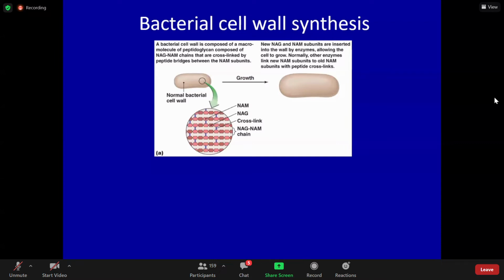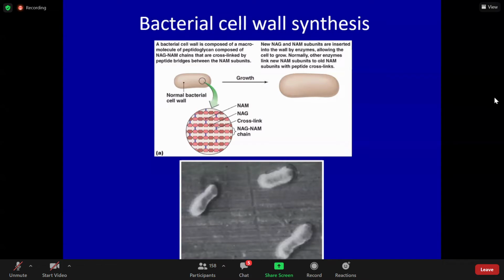Penicillin binding proteins. Penicillin binding proteins are the original name. But later on, with the advancement of technology, it was found out that PBPs are nothing but the transpeptidase enzyme. So they are synonymous. PBPs and transpeptidase are synonymous.